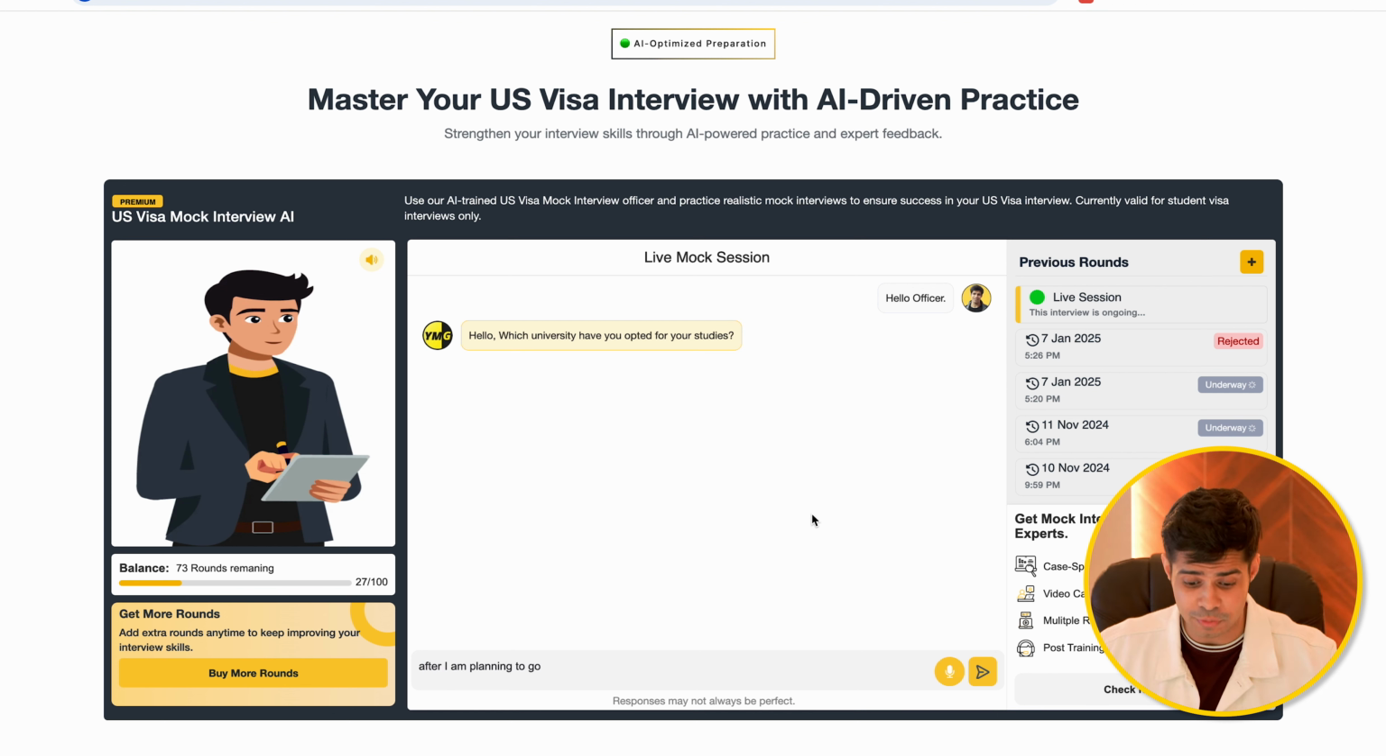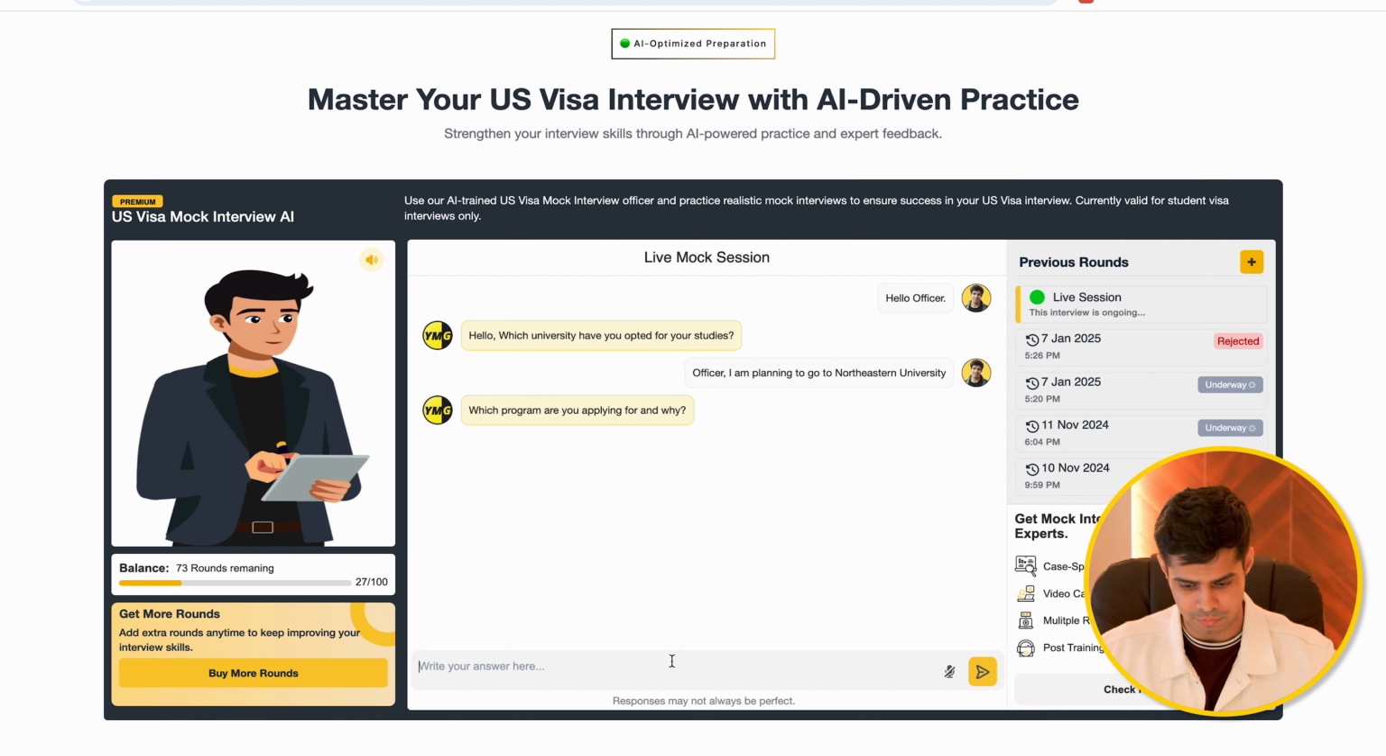Officer, I'm planning to go to Stanford University. And I'm gonna change this. Actually, you don't really need one of the topmost universities. Let's just write Northeastern. Okay, and officer, I'm planning to go to Northeastern University. Let's continue. Which program are you applying for and why? Masters in Computer Science. I'm applying to this program because I work as, let's say, a software engineer as of now, and I would like to upskill myself.